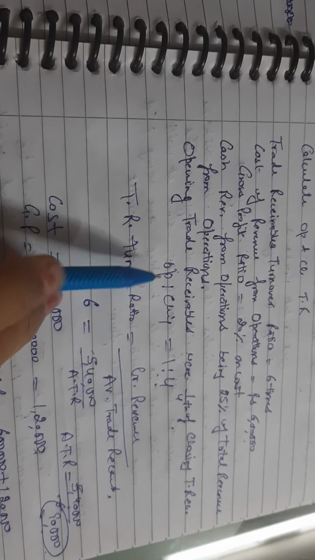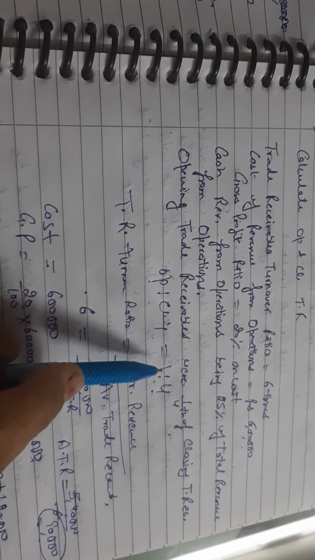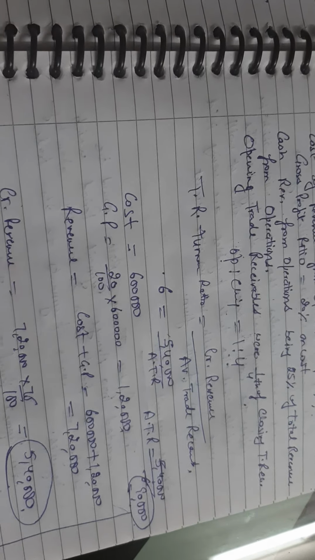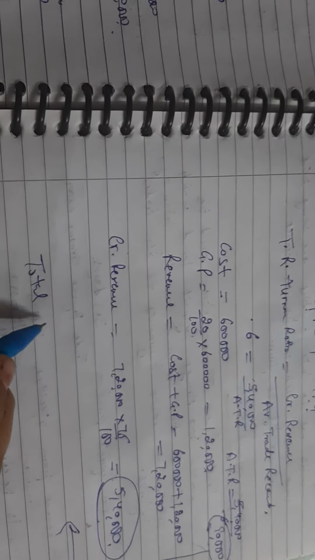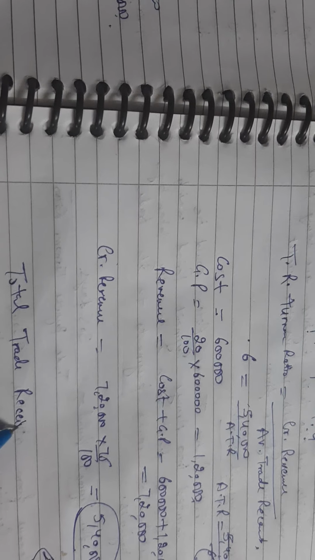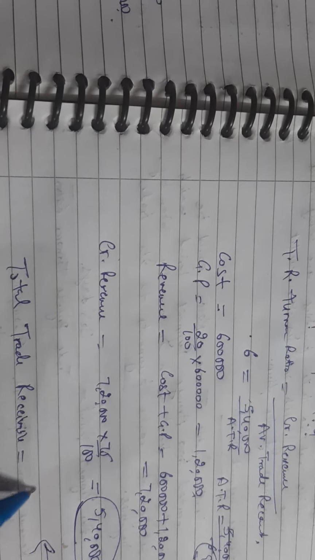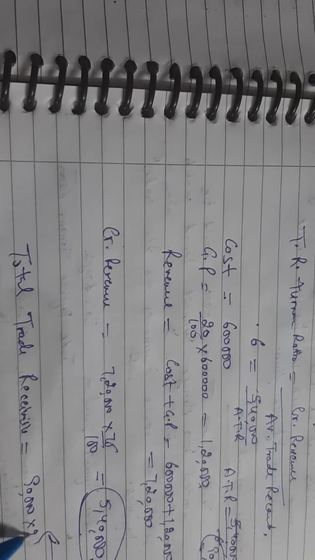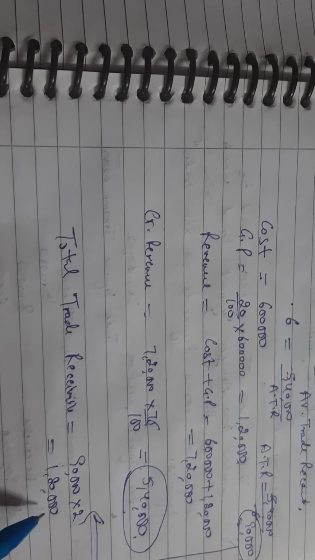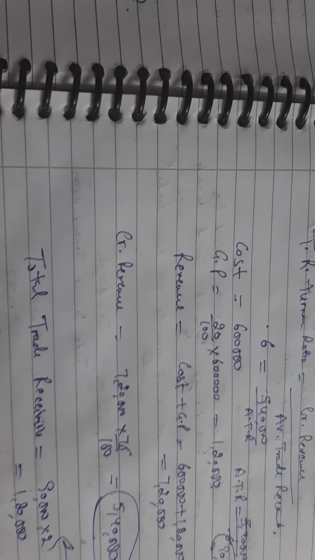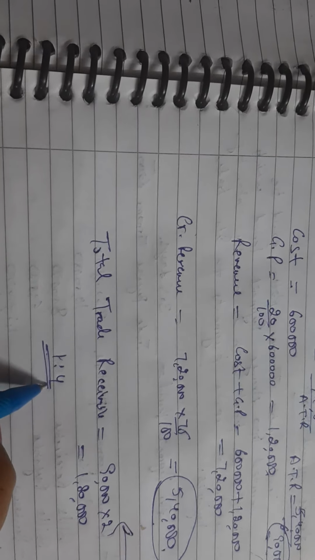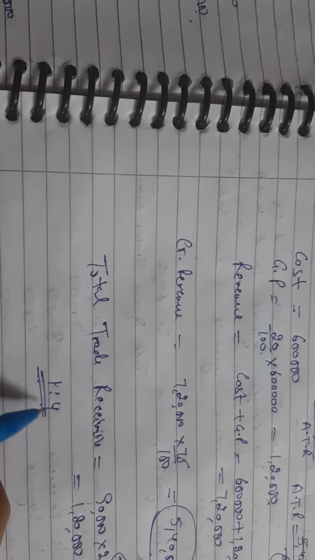Now as we have been given the opening and closing trade receivables ratio of 1:4, for this we have to calculate the total trade receivables. To find out the total receivables, we have the average 90,000, and when it is multiplied by 2, we will have the total trade receivables, which is 1,80,000, to be distributed in 1:4, because the opening trade receivables and the closing trade receivables are in the ratio 1:4.